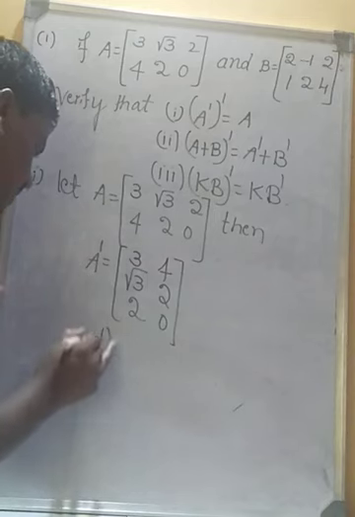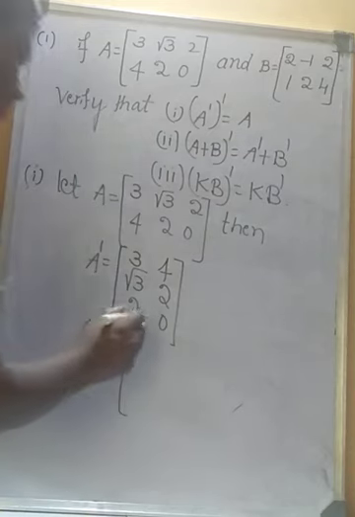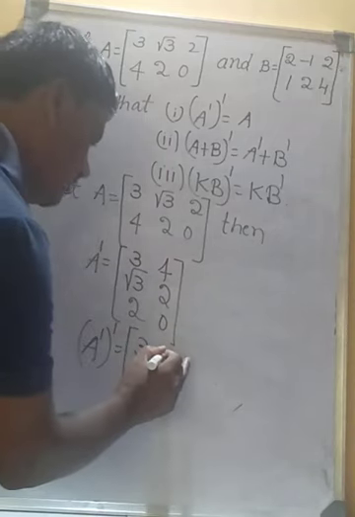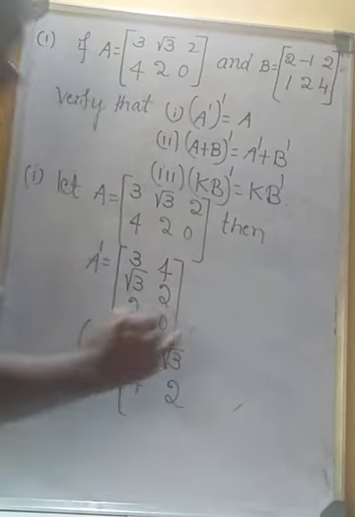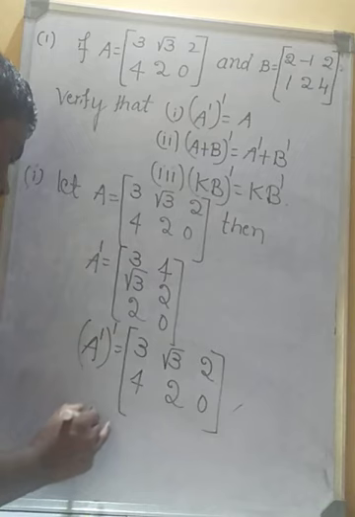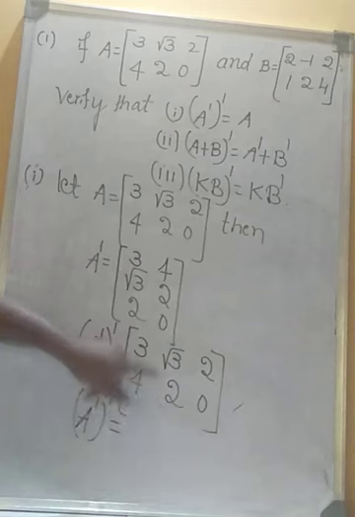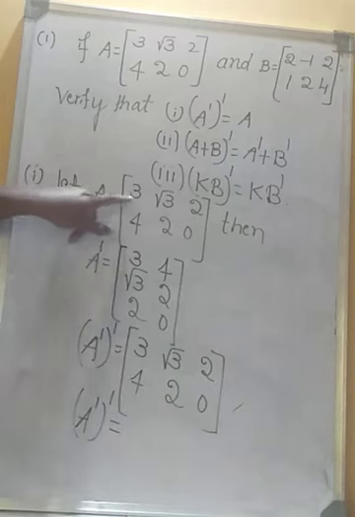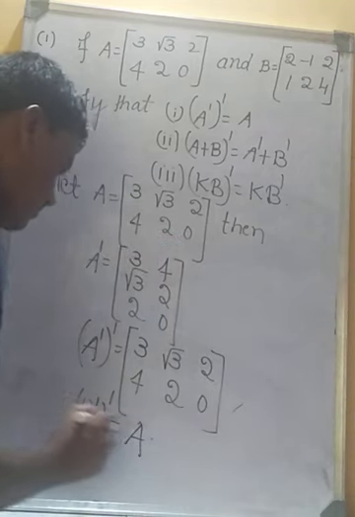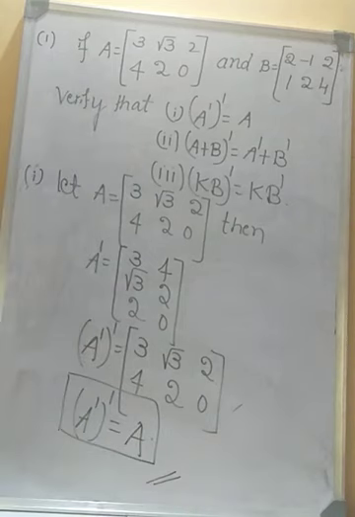A dash again O dash again, first row write in first column, second row write in second column, third row write in third column. Therefore A dash O dash equal to what? That is given matrix A, 3 root 3 2 4 2 0. Substitute this place A. So therefore A dash O dash is equal to A.